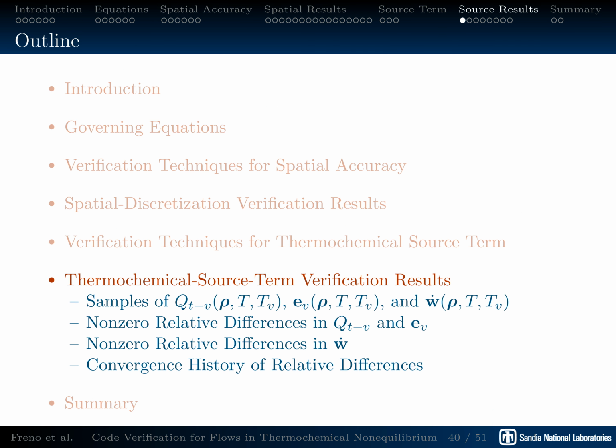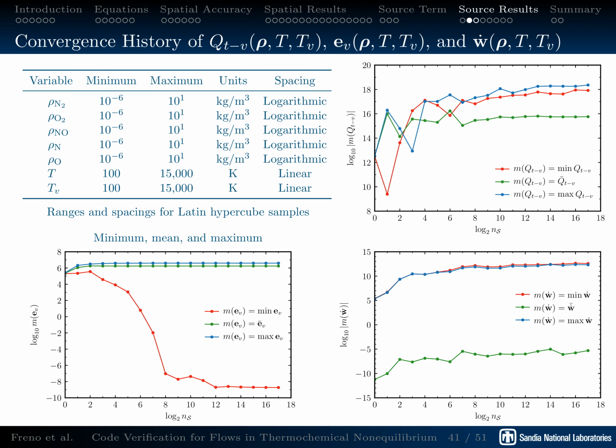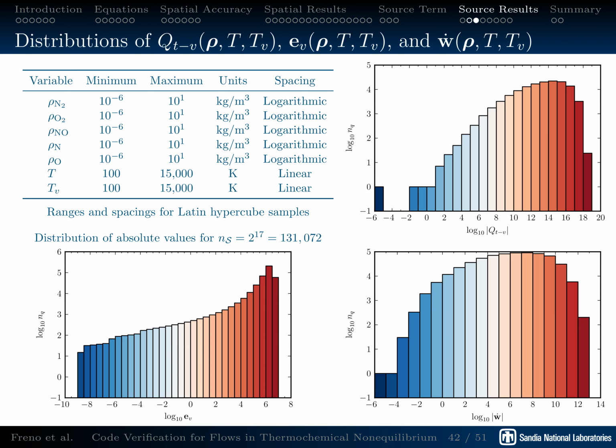Now we will look at the results for the thermochemical source term. We begin by specifying ranges and spacings for the dependent variables and examine how the minimum, mean, and maximum of the absolute values of the variables of interest converge with respect to the number of samples. Since we're using Latin hypercube sampling, the sample locations for each amount of samples are independent. We can see that the minimum, mean, and maximum roughly converge. For our maximum amount of samples, which is 131,072, here is how the quantities vary. As you can see, they span at least 16 orders of magnitude.